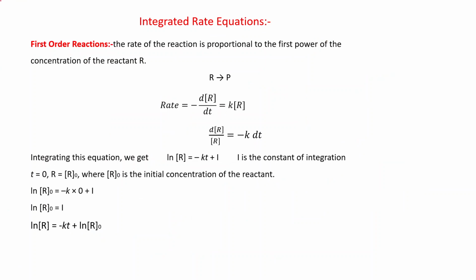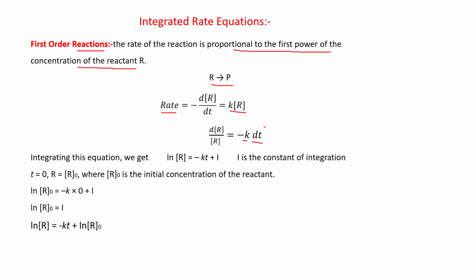Now next, come to the integrated rate equation for first order reaction. What is a first order reaction? The rate of reaction is proportional to the first power of the concentration of reactant R. Again, consider one hypothetical equation. Then we can write the rate expression for this. Rate is equal to minus dR by dt is equal to kR. Again, if you just rearrange it, you can write dR by R is equal to minus k dt. I think there is no problem in this case.